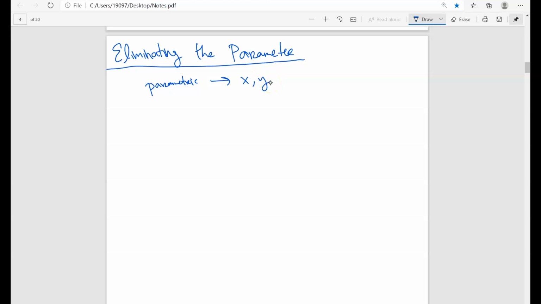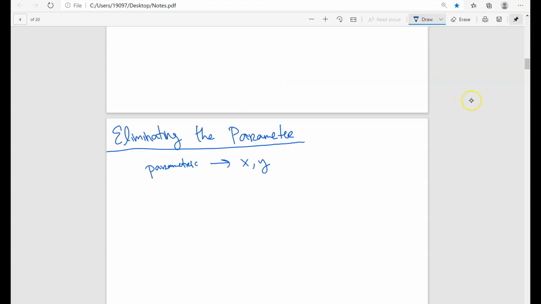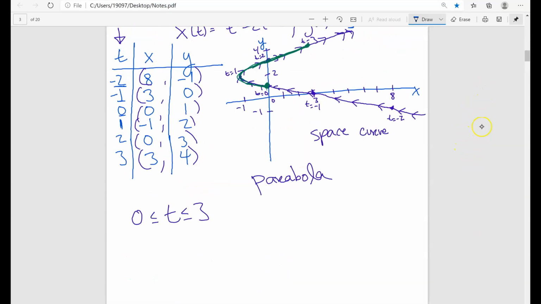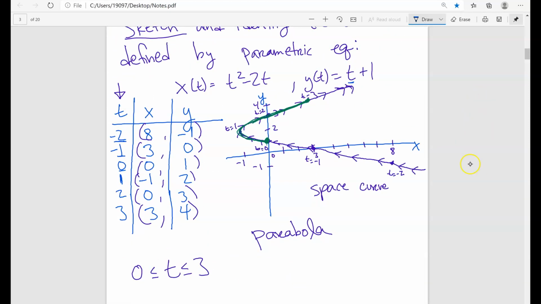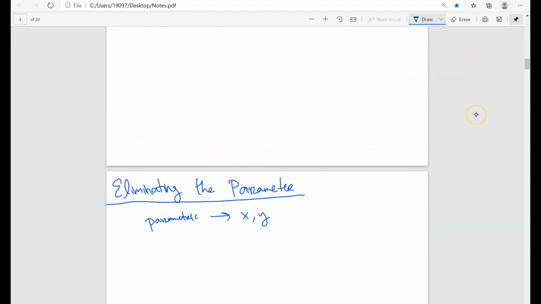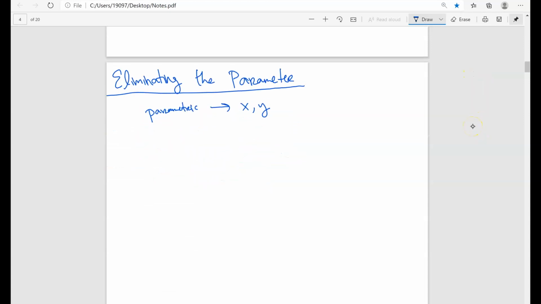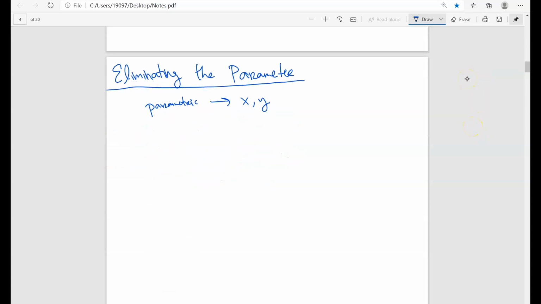So in the previous problem, we were graphing this set of parametric equations, and when we graphed it, we said that it looks like a parabola. So basically, let's try to find this equation of the parabola using the parametric equations. Okay, so what we're going to do is something called eliminating the parameter. Basically, the way that eliminating the parameter works is you want to get rid of t.